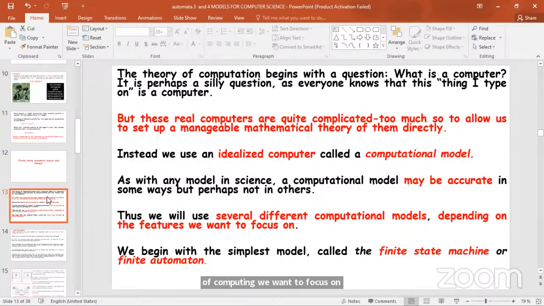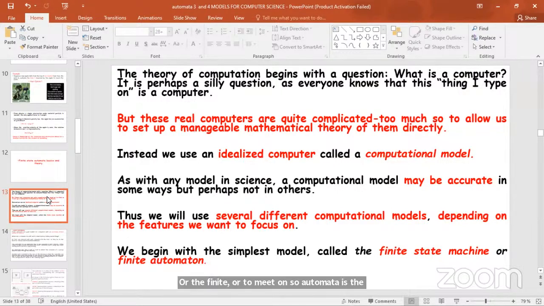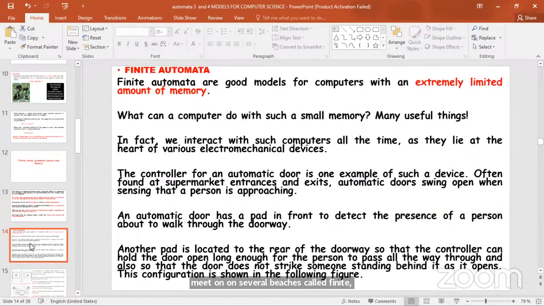So we begin with the simplest model called the finite state machine, or the finite automaton. Automata is the plural and automaton is the singular. So one finite state machine is called a finite automaton and several of them are called finite automata. That's one automaton, several automata. So what's a finite state automaton?